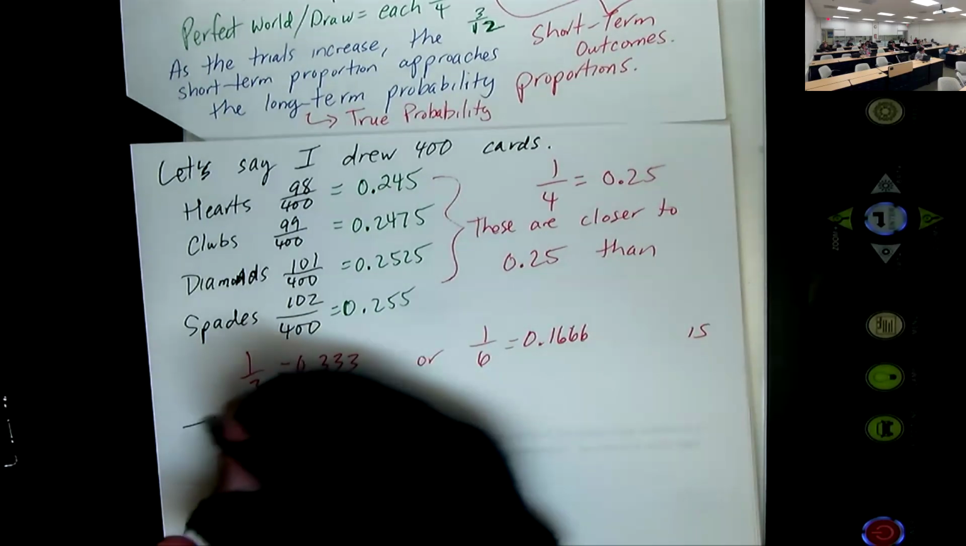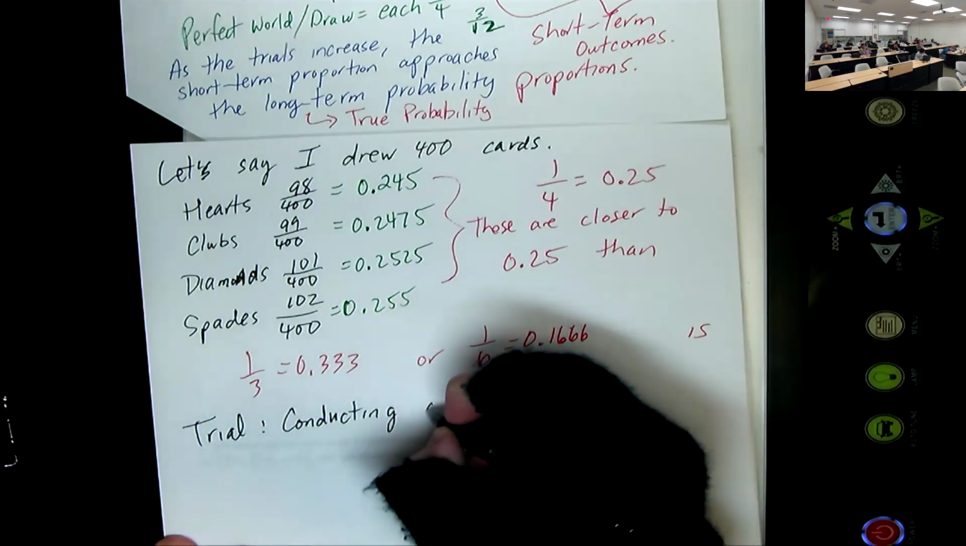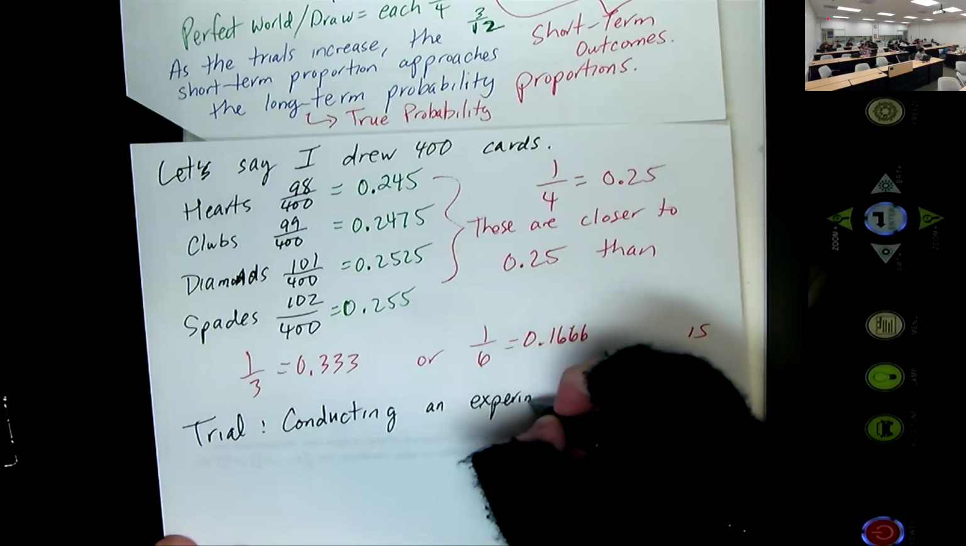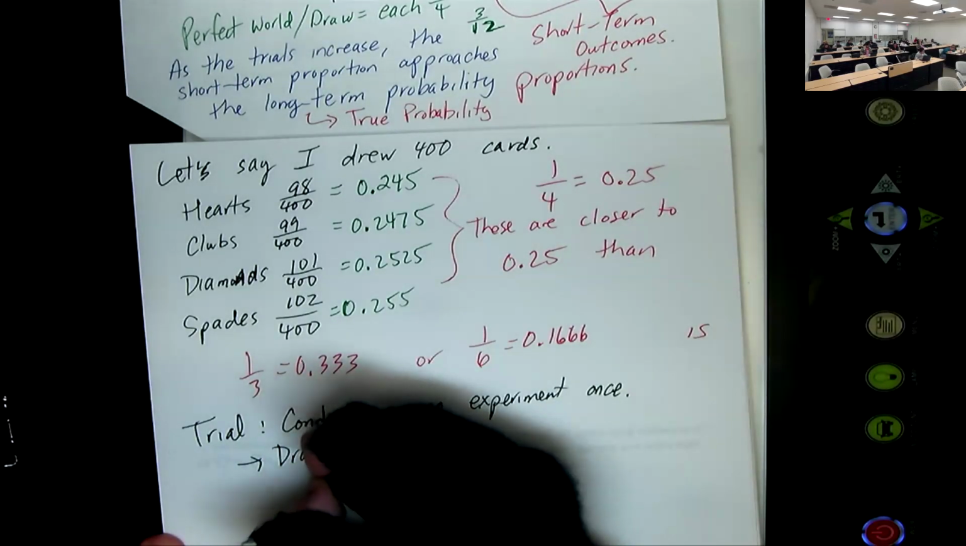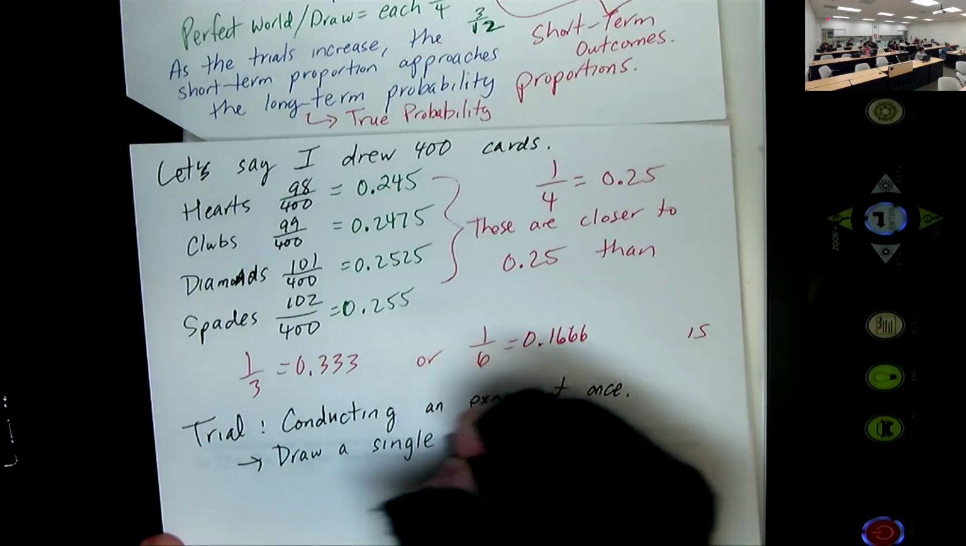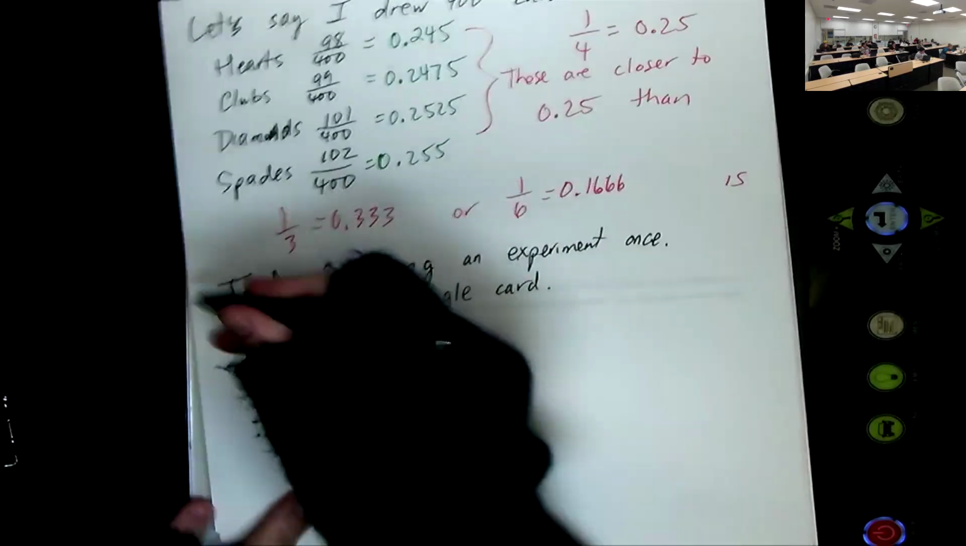So I use the word trial. Trial is conducting an experiment once. And what I just did, draw a single card, doesn't sound like much of an experiment, but when we're doing statistics and we don't know the outcome, we call it an experiment. So that's one terminology we need.